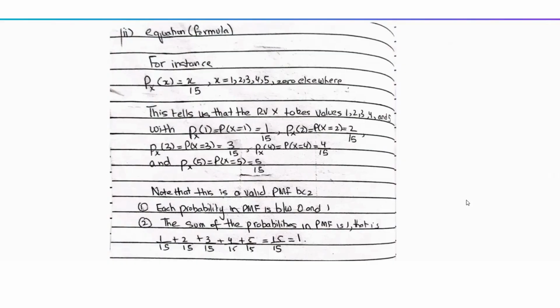So this is what the PMF for a discrete random variable is. We looked at its notation, the two important properties of a valid PMF, and how you can write it in the form of a table or equation.